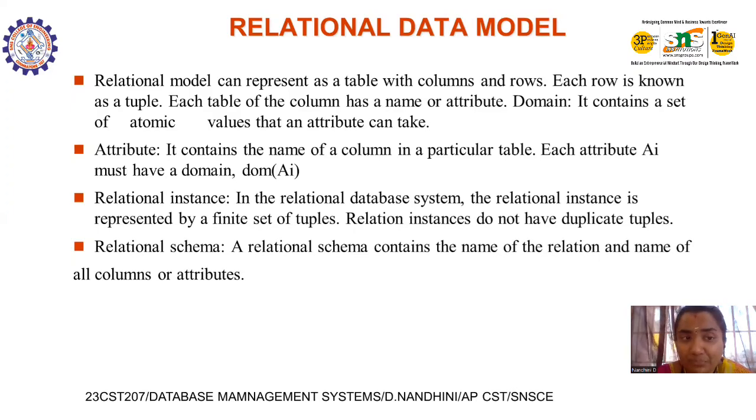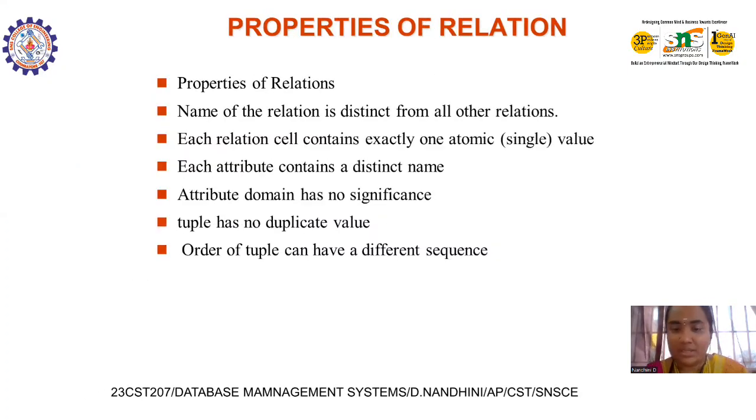What is the domain? A set of atomic values that an attribute can take. Then attribute: it contains the name of a column in a particular table. Each attribute Ai must have a domain of Ai. A relational instance, in a relational database system, is represented by a finite set of tuples. Many tuples are there, and if we have duplicate values, we do not accept them. Next is a relational schema. A relational schema contains the name of a relation and other things.